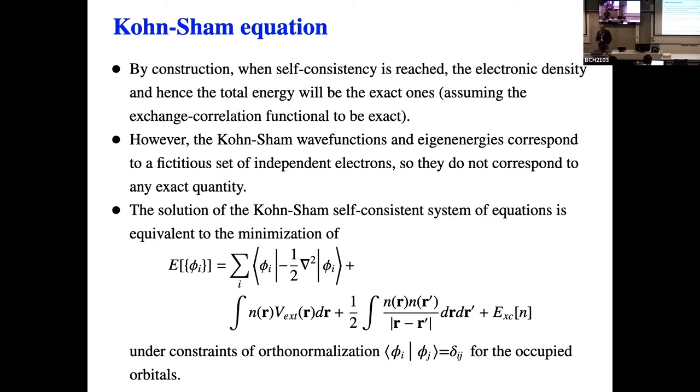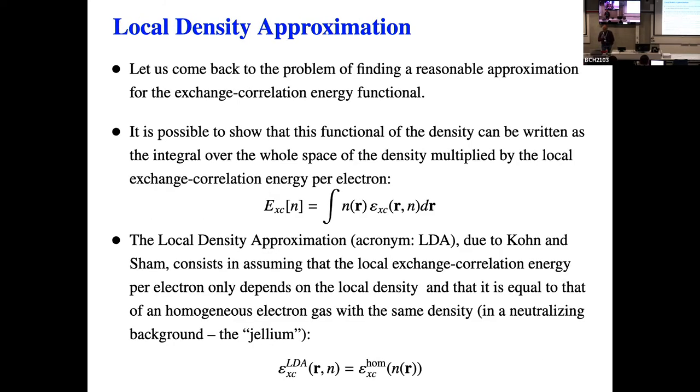Now, the solution of the Kohn-Sham self-consistent system of equations is equivalent to minimizing this functional of all the wave functions. So we have the kinetic energy, the external potential, the Hartree energy, and the exchange correlation energy. And we need to minimize that under the constraint that the wave functions are orthonormal. Okay, so we still have a big problem, which is the fact that the exchange correlation is unknown.